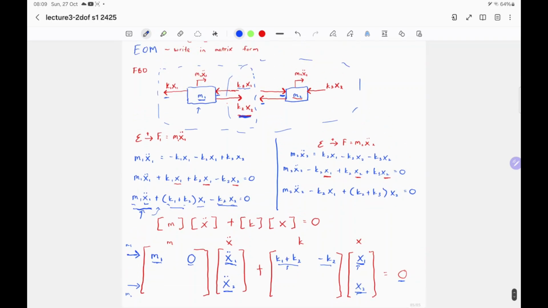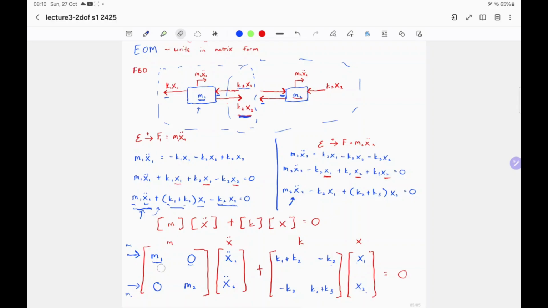Similar thing for mass number 2: 0 x double dot 1 plus m2 x double dot 2, minus k2 x1 plus (k2 plus k3) x2. So this is basically the equation of motion in matrix form.